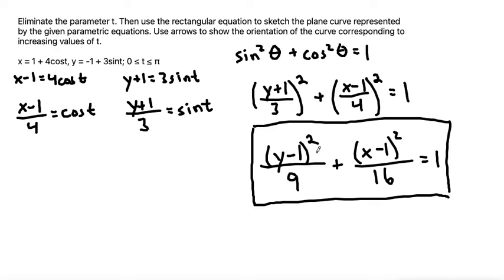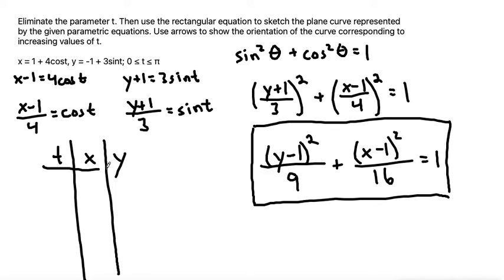From here, we need to sketch the plane curve. And we know that t only goes from 0 to pi. Since we know that this is like an ellipse shape, what we can do is just plug in a few values of t between 0 and pi. So I'll make a little chart with t, x, and y. We need to have at least 3 values of t. So let's pick 0, pi over 2, and pi.